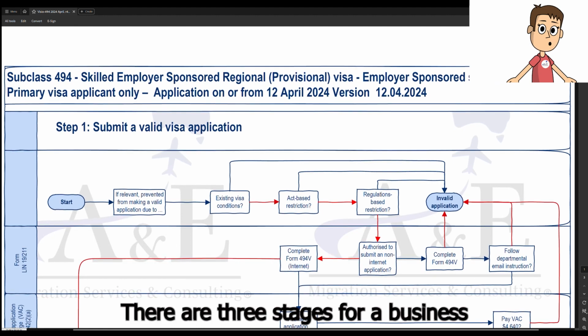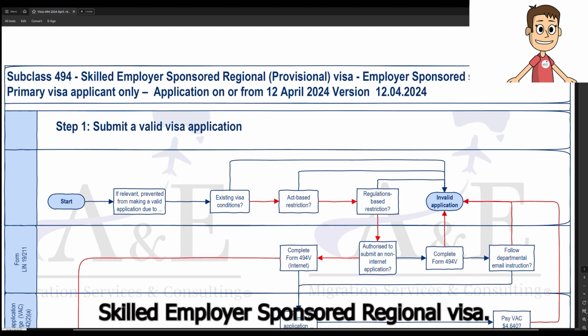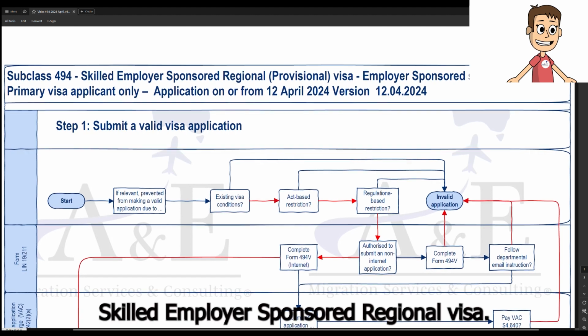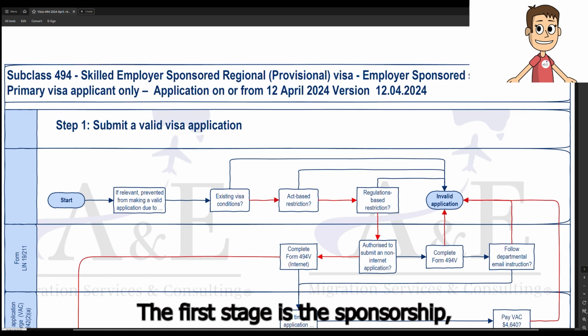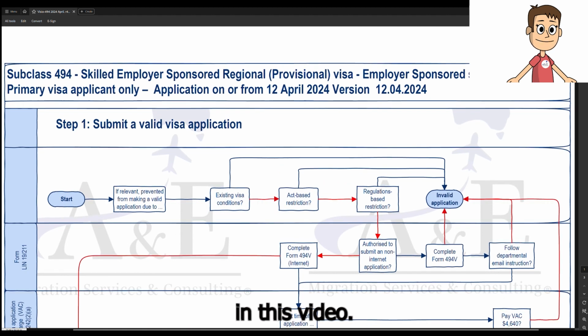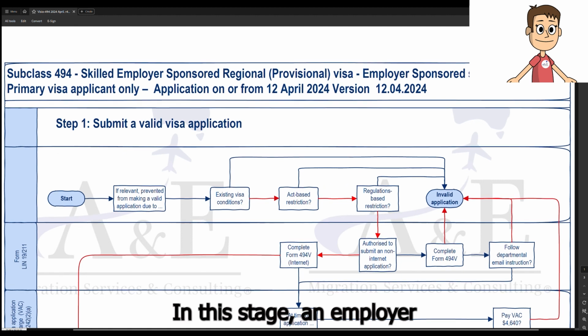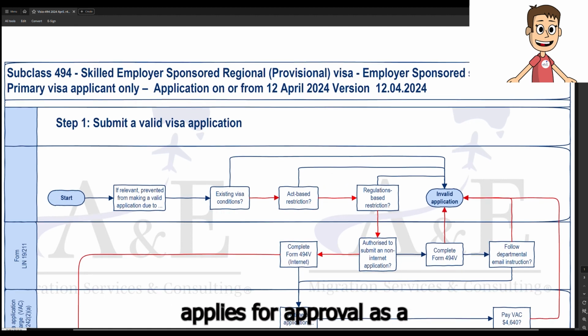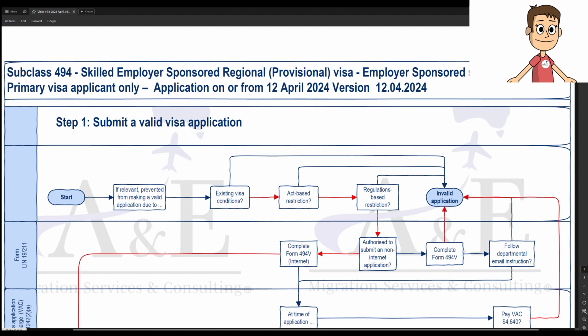There are 3 stages for a business to sponsor you for a skilled employer-sponsored regional visa. The first stage is the sponsorship, which is not covered in detail in this video. In this stage, an employer applies for approval as a standard business sponsor.